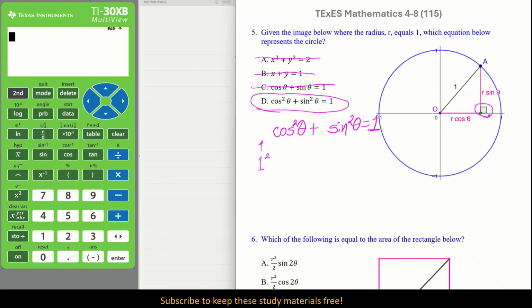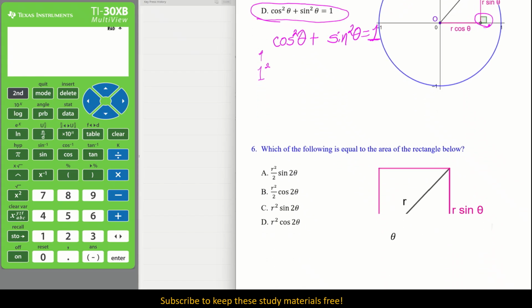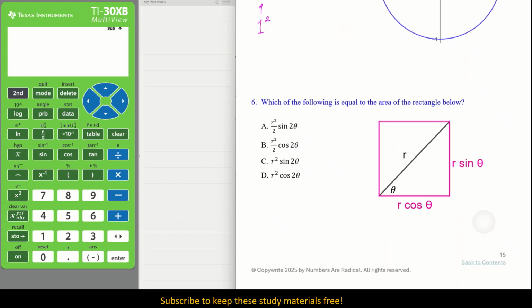Now, that's not every circle. And if I start putting a value in for R that is not 1, then it's not valid anymore. Okay, all right. Now let's look at number 6. Which of the following is equivalent to the area of the rectangle below?